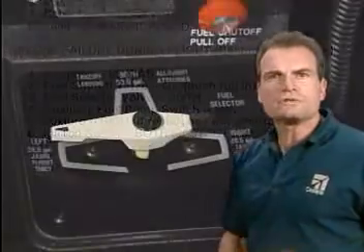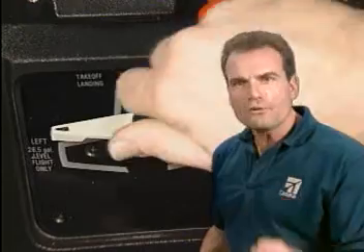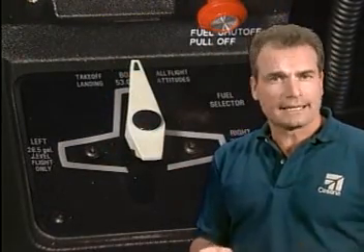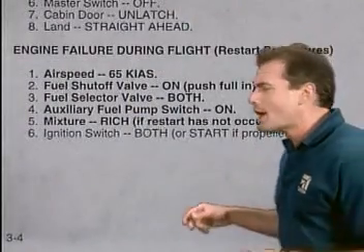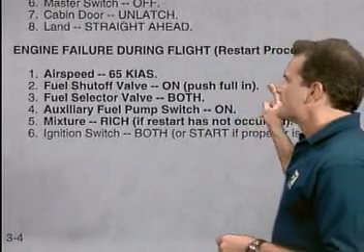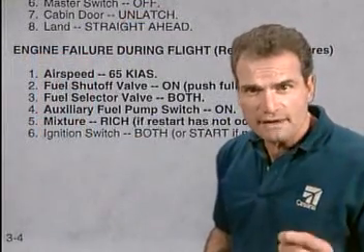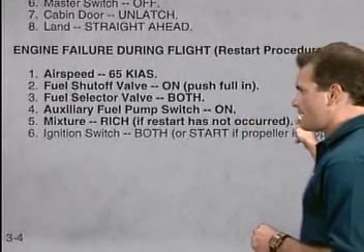This is to make sure that you didn't empty one tank but still have it selected. Selecting both tanks gives you access to any fuel that's in the airplane, unless it's in a can on the seat behind you. The next checklist item is auxiliary fuel pump switch on. You turn this on just in case the engine-driven fuel pump is not working and the old gravity feed is not keeping up. And the last fuel-related and last boldface memory item is mixture rich if restart has not occurred.